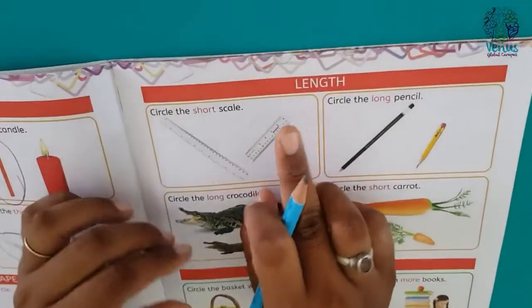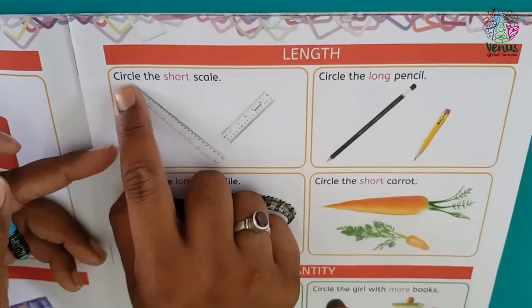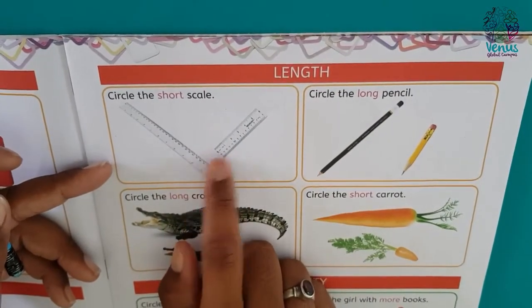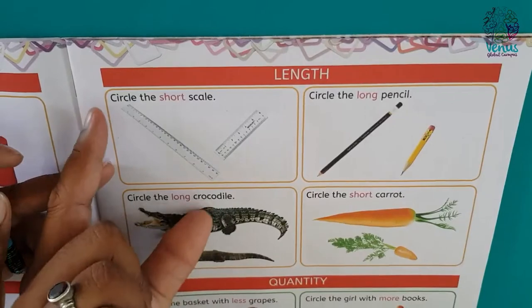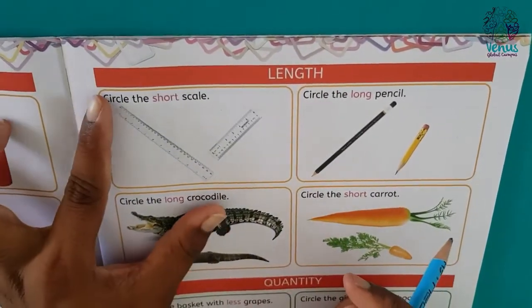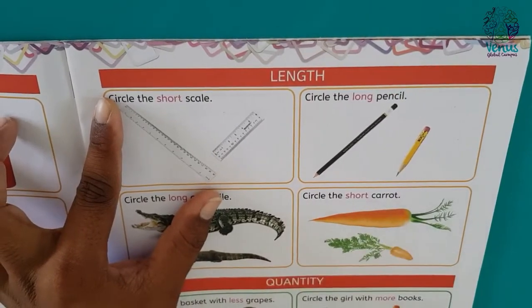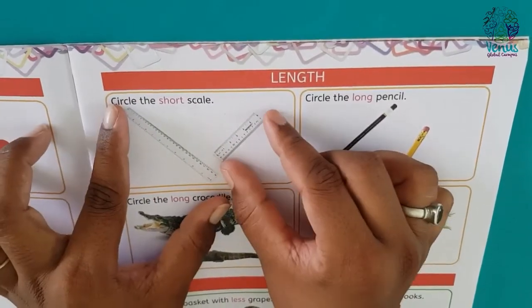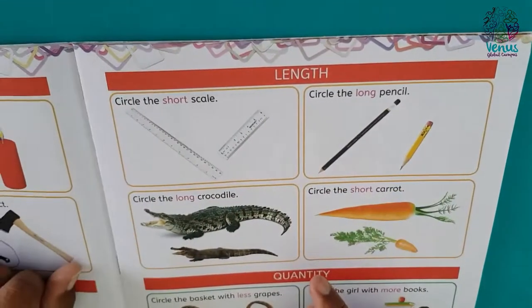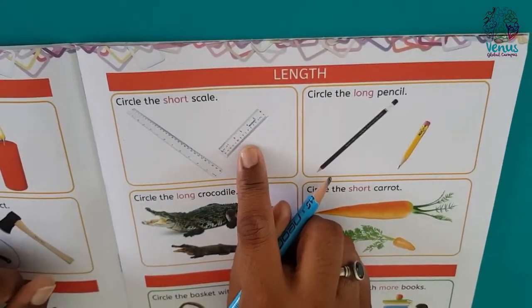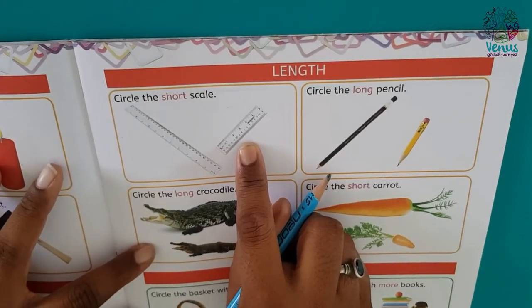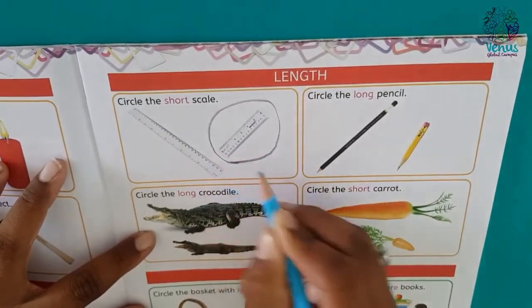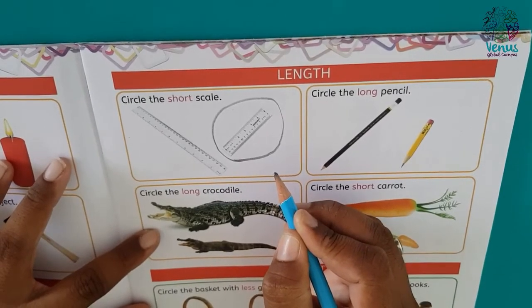Come. Now, see here, length. Circle the short scale. Compare these two scales. This scale is long, but this scale is short. Long, short. Now you say which one is short? Very good. This scale is short. What do we have to do? Circle the short scale, children. Have you all circled? Yes.